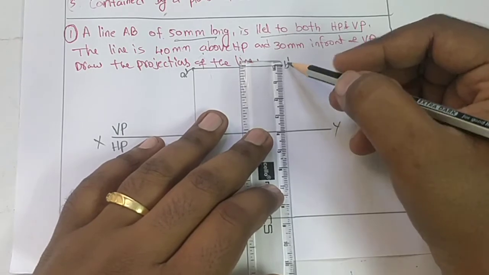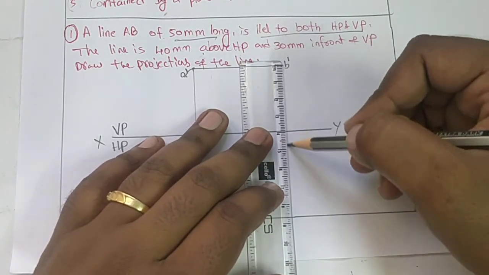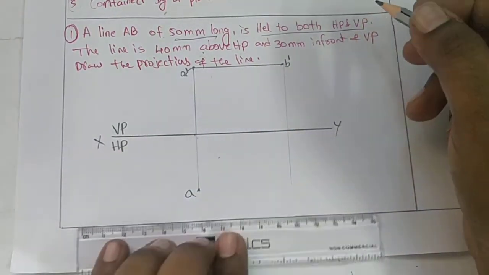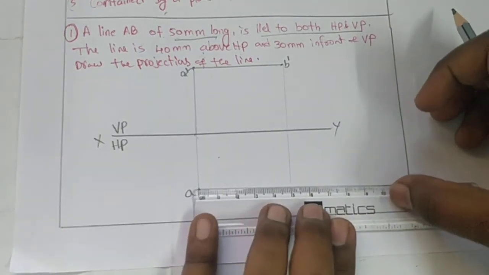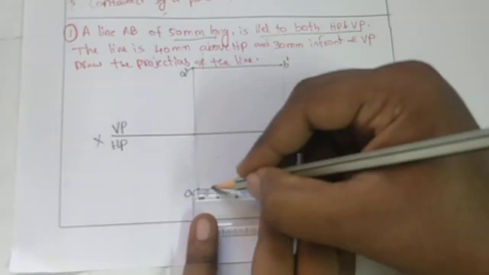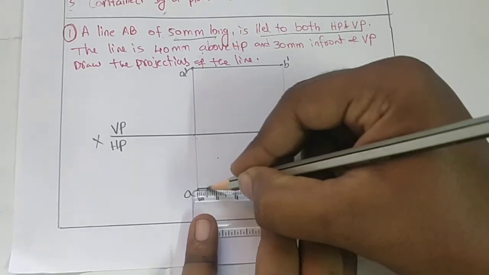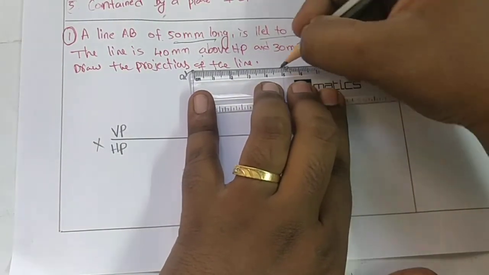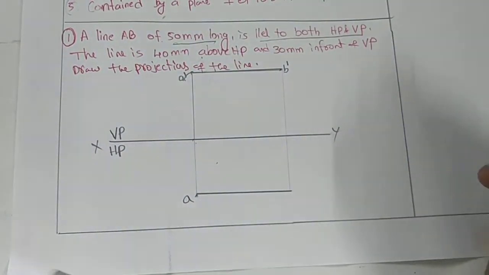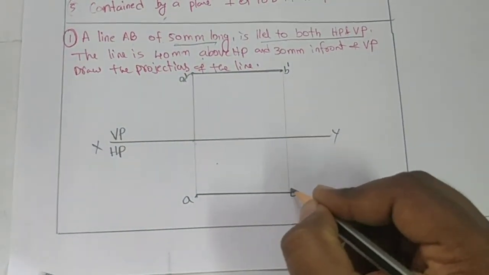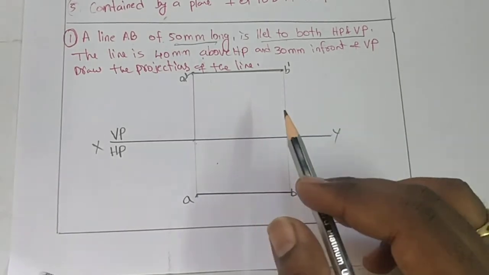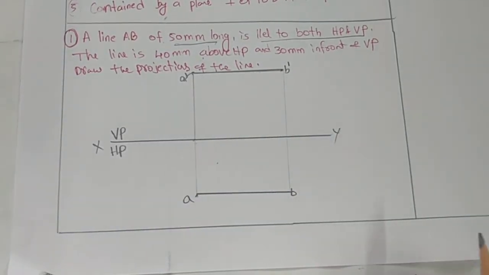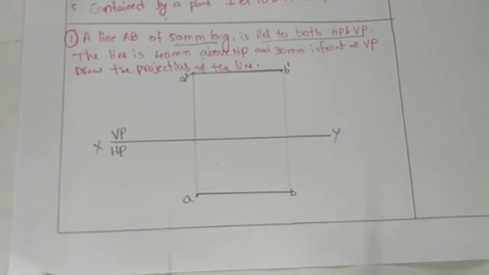We need to project perpendicular to the horizontal plane. Here, from this point to this point, the length is 50 mm. Similarly, the front view and top view we need to draw with dark lines. It is the point B. The front view is represented by A dash, B dash, and the top view is represented by A B. And this is the reference line XY.